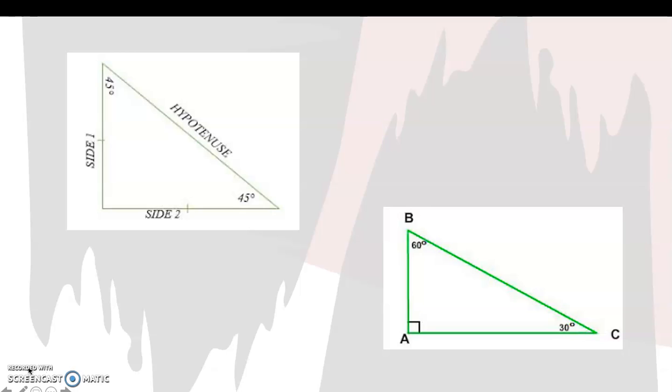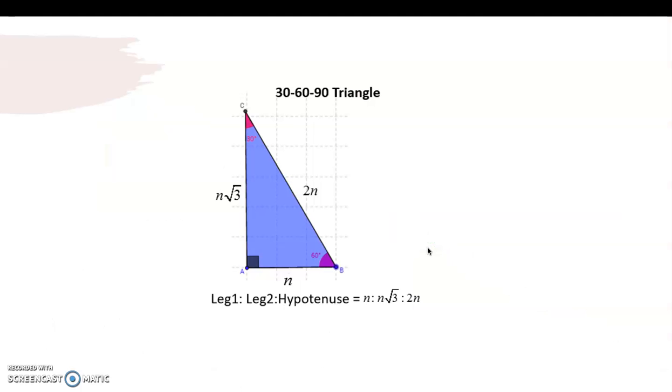Okay, so we have two special triangles. We have the 45, 45, 90 triangle and the 30, 60, 90 triangle. Today you don't have to worry about knowing exactly what a 45, 45, 90 triangle is, but I just wanted to introduce it to you so you know what the second triangle is. 45, 45, you'll notice, has two congruent angles as well as two congruent sides. Whereas the 30, 60, 90 triangle doesn't have any congruent sides or any congruent angles. But that's the one we're going to be focusing on today.